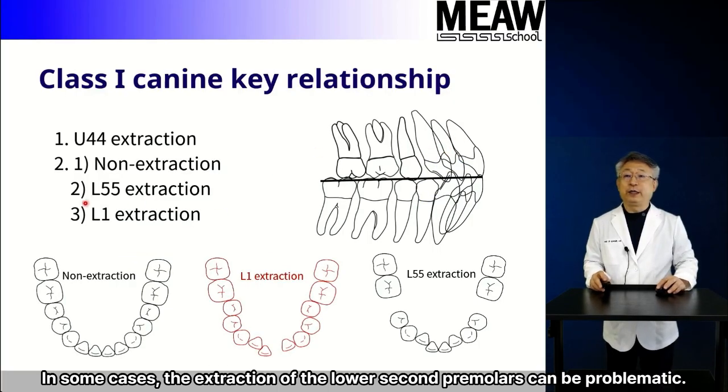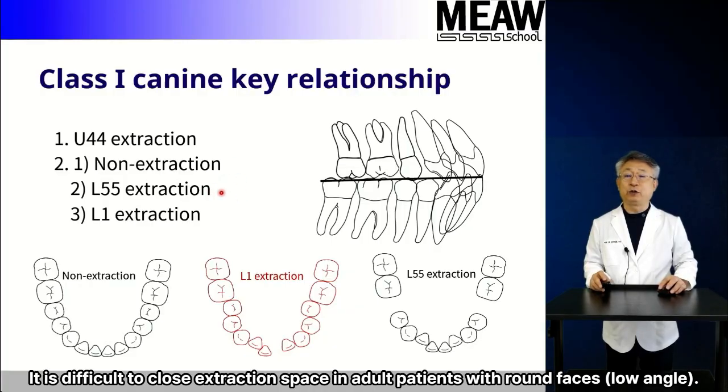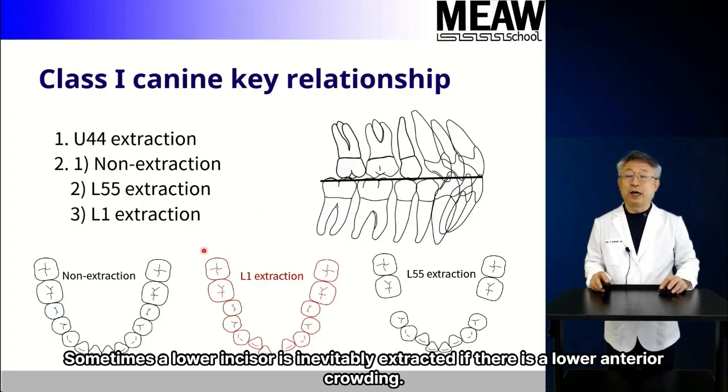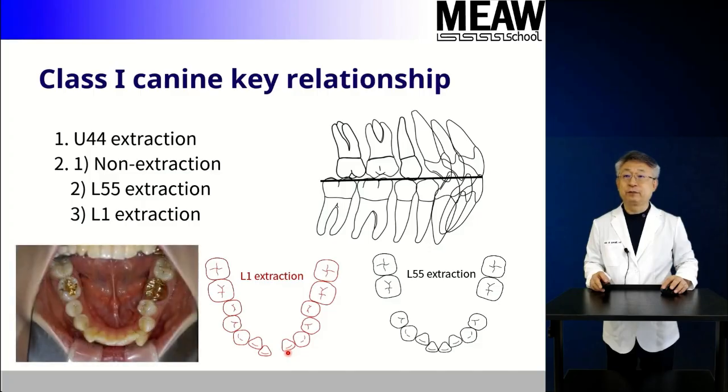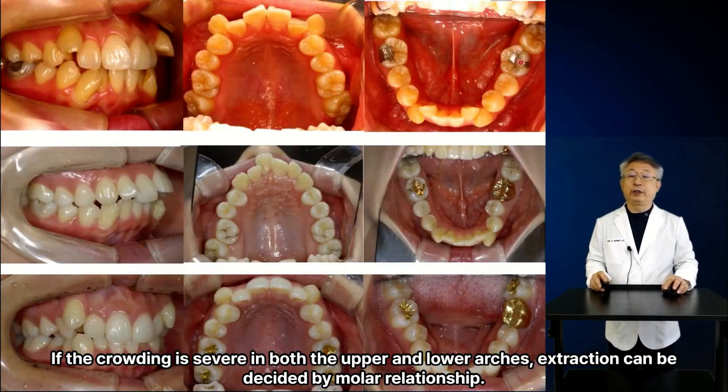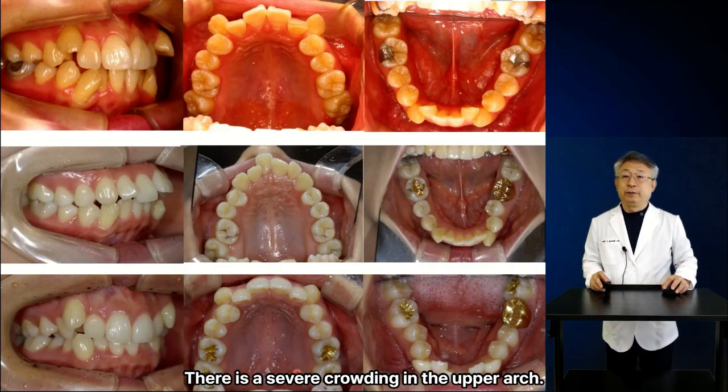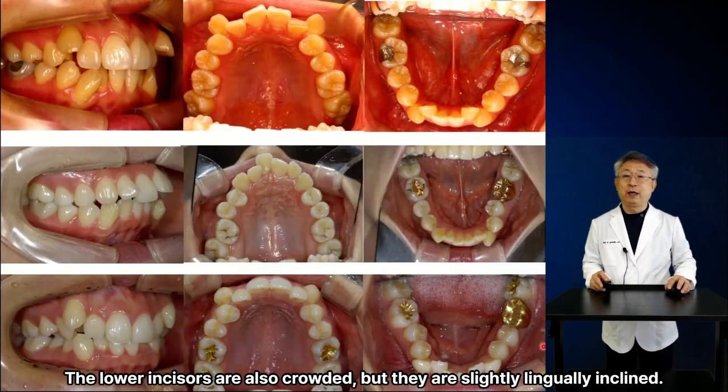In some cases, the extraction of the lower second premolars can be problematic. It is difficult to close extraction space in adult patients with round faces, low angle. Sometimes a lower incisor is inevitably extracted if there is a lower anterior crowding. If the crowding is severe in both the upper and lower arches, extraction can be decided by molar relationship. There is a severe crowding in the upper arch. The lower incisors are also crowded, but they are slightly lingually inclined.